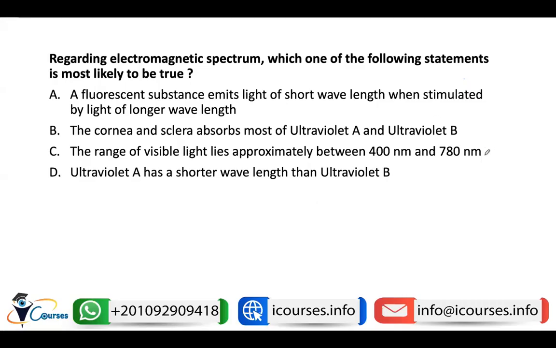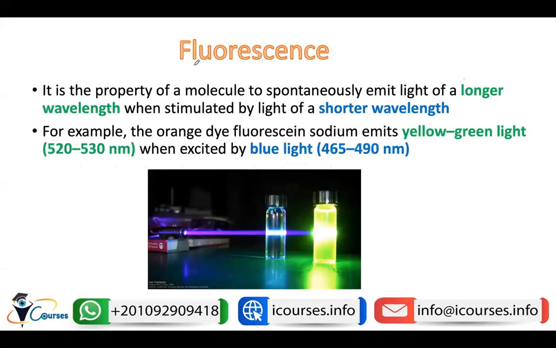Yes, your answers are right. It is C. The range of visible light lies approximately between 400 nanometers and 780 nanometers. So let's discover why the other options are wrong. A fluorescent substance will normally emit a longer wavelength when stimulated by a shorter wavelength. So we stimulate with a shorter wavelength, for example the blue light, and it emits a longer wavelength, for example the yellow-green light.